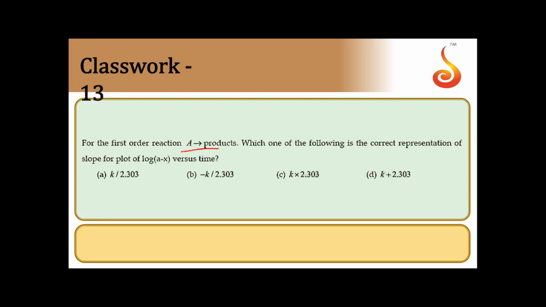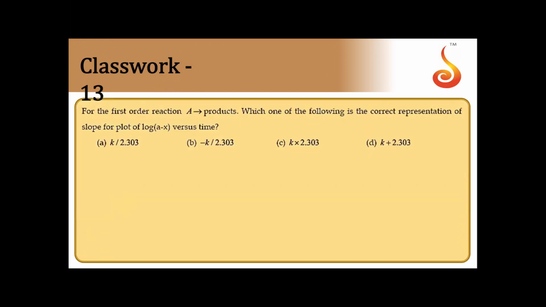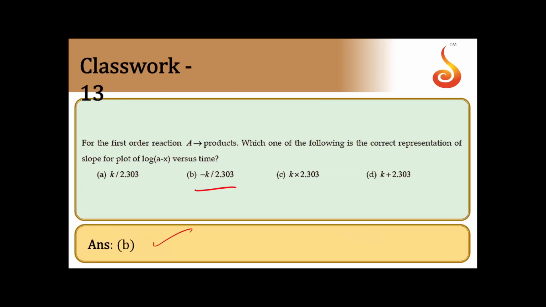For a first order reaction A giving rise to products, which one of the following is a correct representation of the slope of log A minus x versus time t? The first order reaction expression is K is equal to 2.303 by T into log of A by A minus x. Taking the logarithms and simplifying further, we get option B. We are going to get a negative slope for this, that is minus K by 2.303. So the answer is option B.